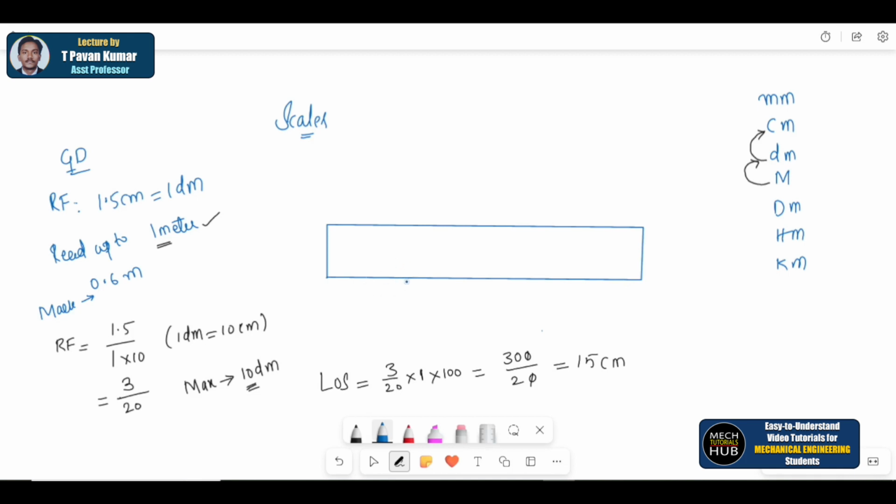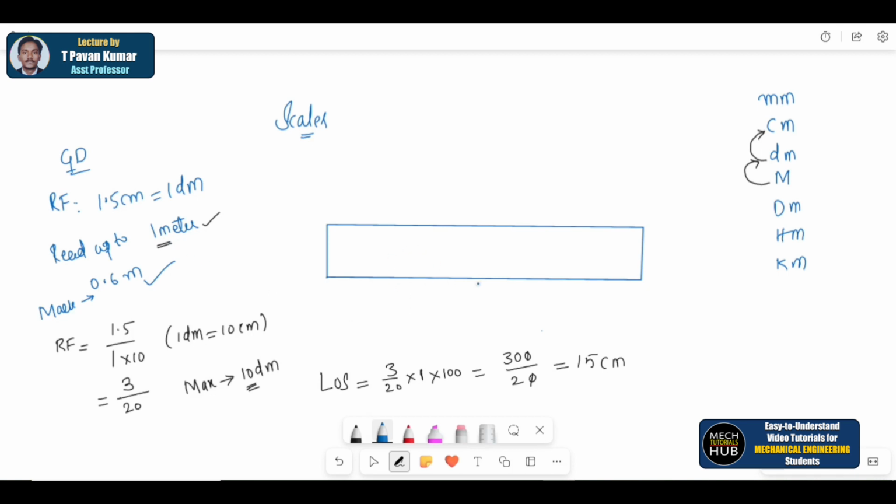Done. Now I need to divide this into a number of parts. How many parts? That is more important now. So here the length of the line that is drawn on the drawing sheet is 15 centimeters, which is calculated. Okay, the length to be shown is 0.6 meters. That should be shown on the scale. So what I am supposed to do now, I need to divide that into a number of divisions.